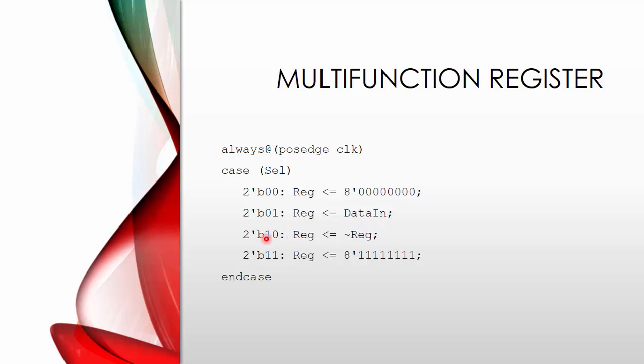And let's say if the selector is 1, 0, we want to toggle the bits in register. This is how we write the equation. And let's say if the selector is 1, 1, we want a complete set of the bits in the register.